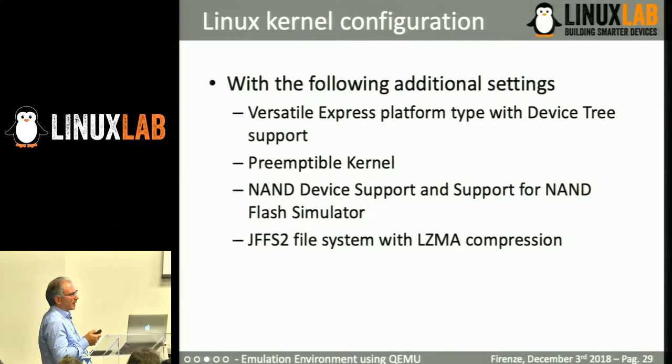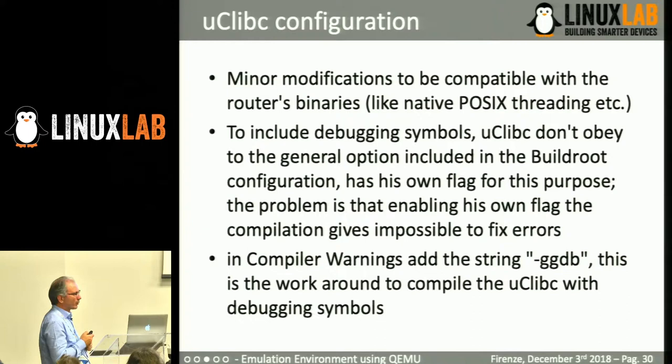Kernel, very minor configuration, we just select the platform that we are emulating. We select a preemptible kernel, because this is the one running on the router, and we select MTD device support and support for the NAND flash simulator. And obviously we included the JFFS2 file system. Musl libc configuration, just a minor configuration to be compatible with the musl libc configuration that is in the router. And also we included the debugging symbols. Sorry, I go quite fast, but the time is short.